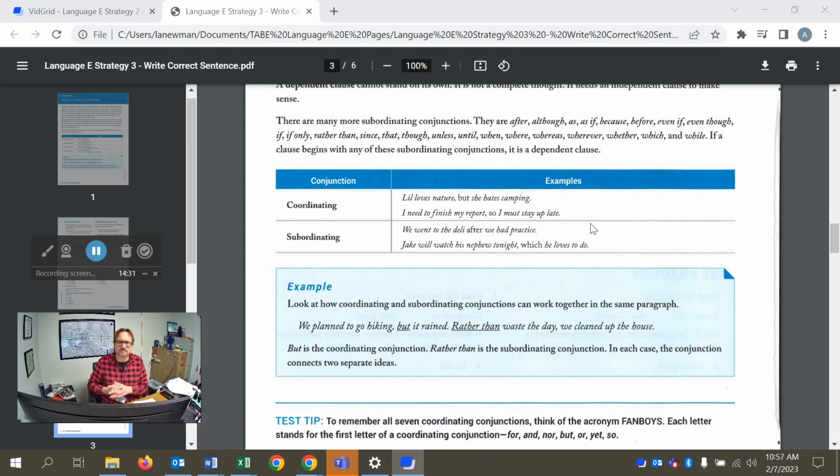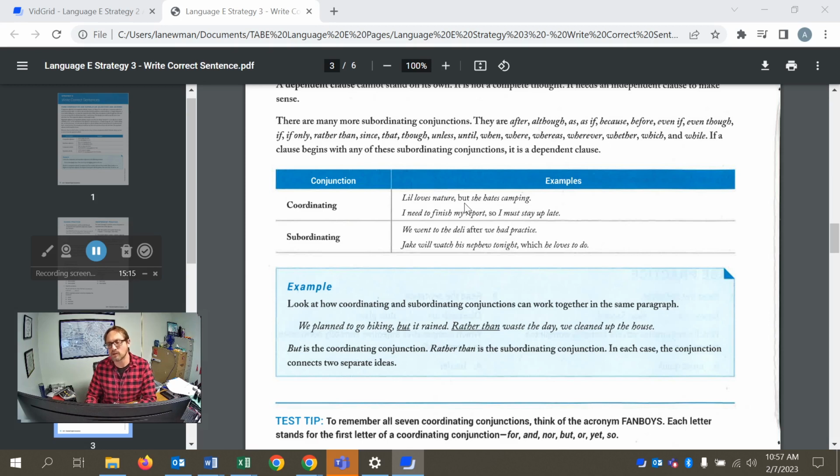All right, let's see it in action. So coordinating. Lil loves nature, but she hates camping. All right, so the coordinating conjunction here is but. Well, what's going on with the sentence? So what we have here really are two sentences that have been combined. Lil loves nature, subject Lil, verb is loves. Another sentence, she, subject, hates is the verb. We can't combine those together unless we have something in the middle. If we didn't have it, Lil loves nature, she hates camping, would be a run-on sentence.